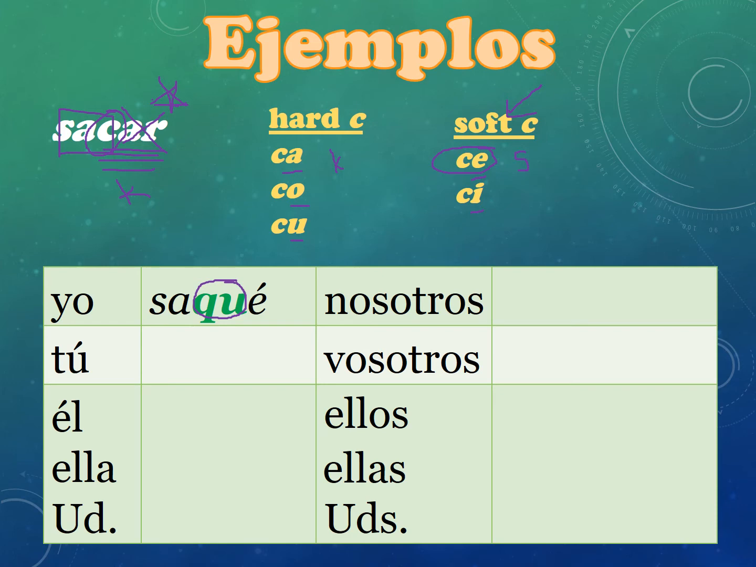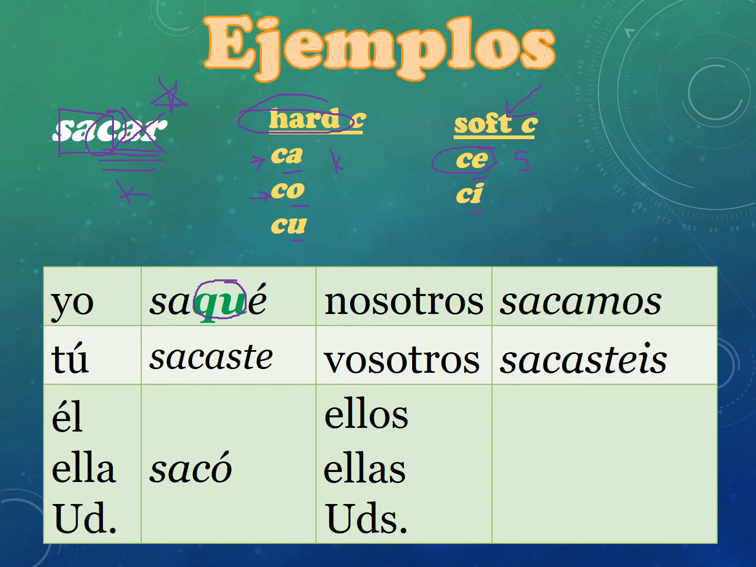But the other forms of the verb all start with A or O, which leaves us in that hard category, so we don't have to change any of those. So the rest of them are the same. Sacaste, sacó, sacamos, sacasteis, sacaron.